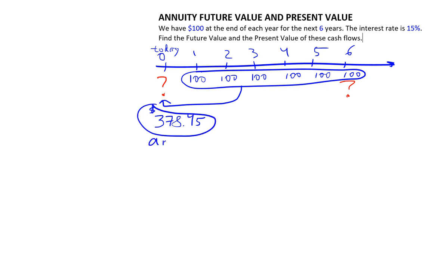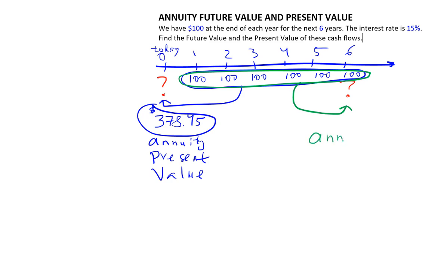So this is my annuity present value. Now, similarly, we want to find individual future values at the end of year 6 and then combine them. That would be annuity future value.